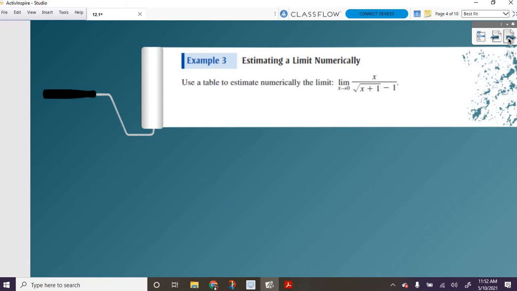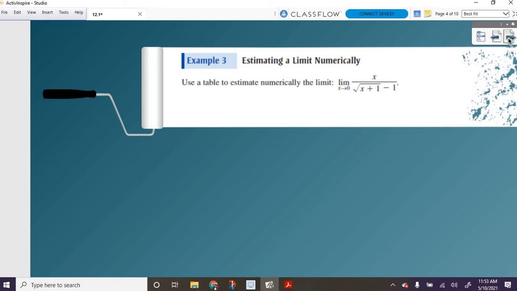So on our last one, how did we find 4? We just plugged it in, right? Plug 2 in, because that's what it was approaching. What happens here if we just plug 0 in? It equals 0 in the numerator, but what's the problem? The denominator also equals 0.